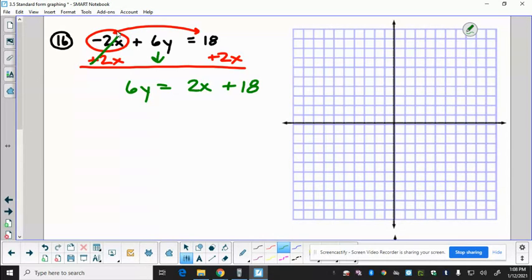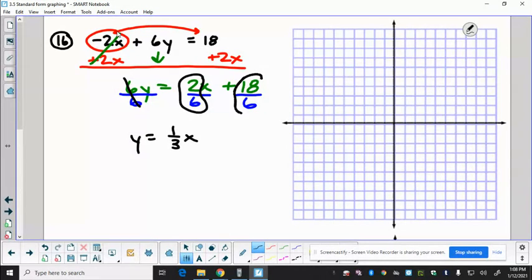Then I'm going to divide by the coefficient of y, which is the 6. I'm going to reduce that fraction either with the calculator or find a number that divides into both. And that number would be 2, right? So divide them both by 2. Simplify that if you can, which is a 3. And we are ready to go here.